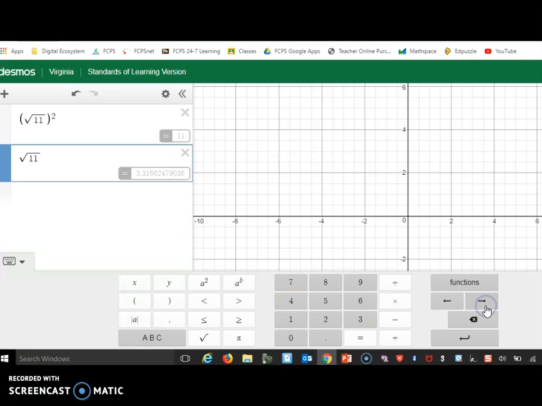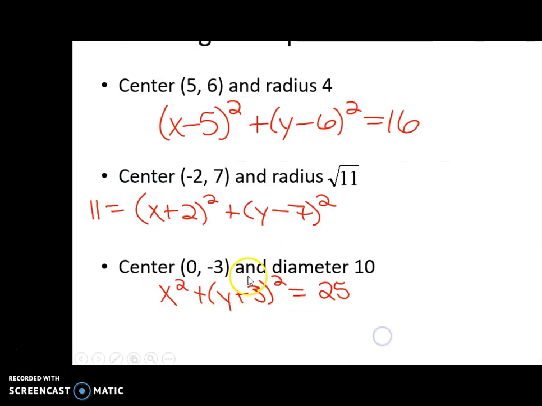You need to get out of the radical sign, so you have to click this button to get out of it, otherwise it will just give 11. You can put this in the calculator. So basically, the radius, this times this is 11. So that's the equation of a circle.